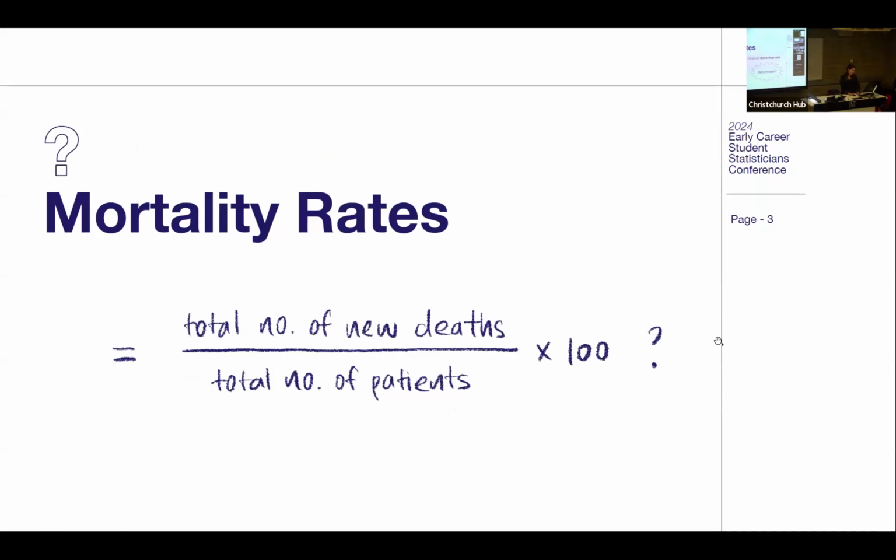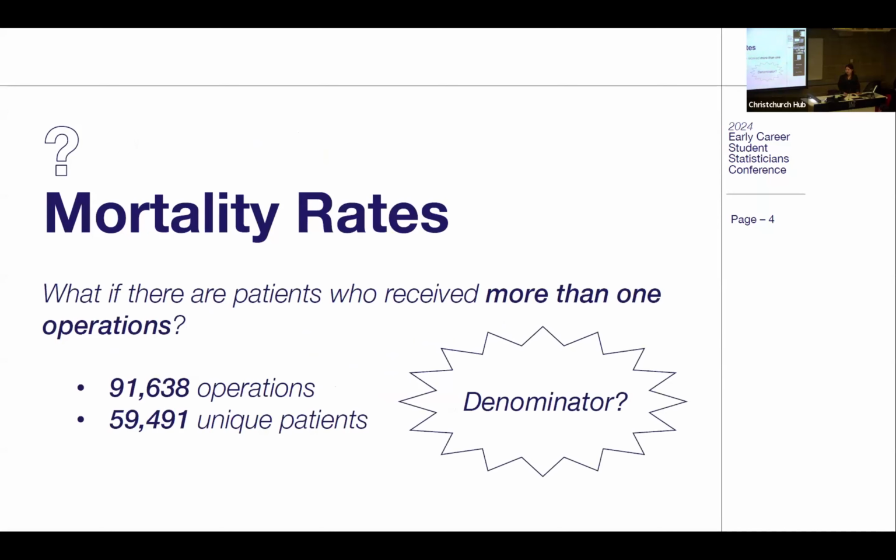Imagine a situation where there are patients who receive more than one operation within a given time frame. For example, the data set I was using had over 90,000 operations, and these operations were received by fewer than 60,000 unique patients. If this is the case, which number do we use as our denominator? Is it the number of operations, or the number of unique patients? That's the question that I had.